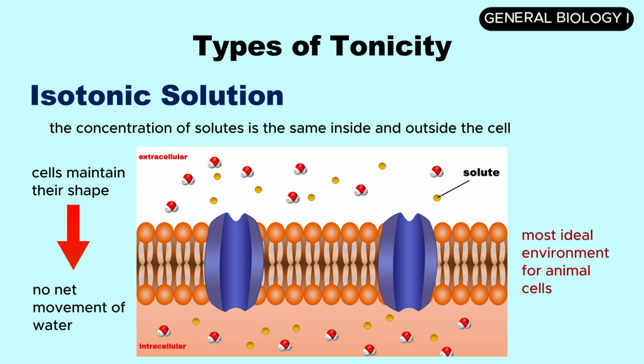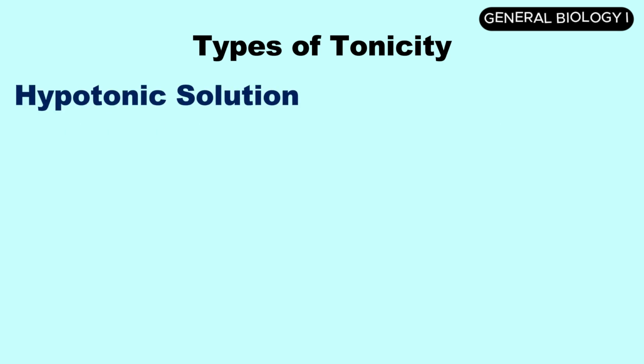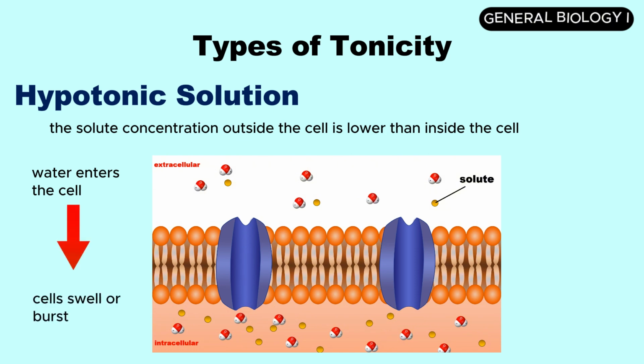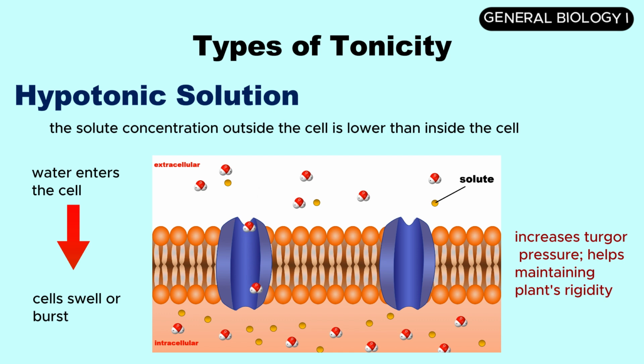This is the ideal environment for most animal cells. Hypotonic solutions. In a hypotonic solution, the solute concentration outside the cell is lower than inside the cell. This causes water to enter the cell by osmosis, potentially leading to swelling or even bursting in animal cells. In plant cells, however, a hypotonic solution increases turgor pressure, which helps maintain the plant's rigidity.